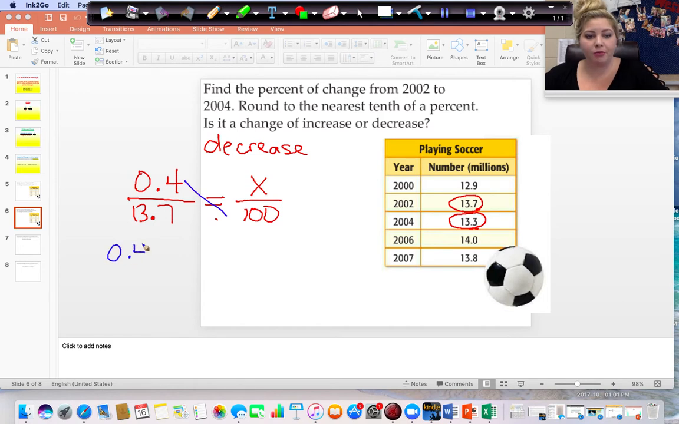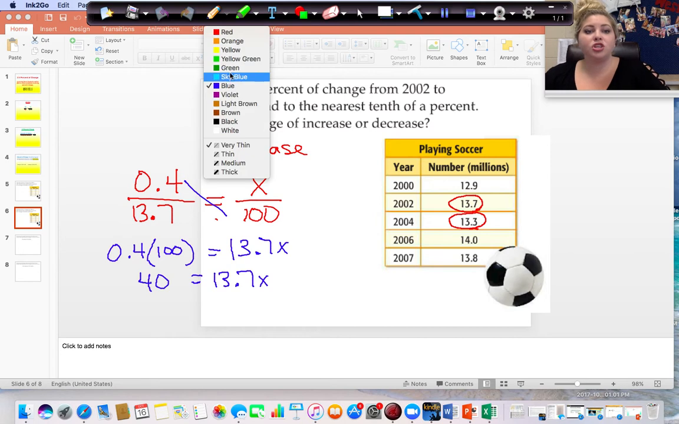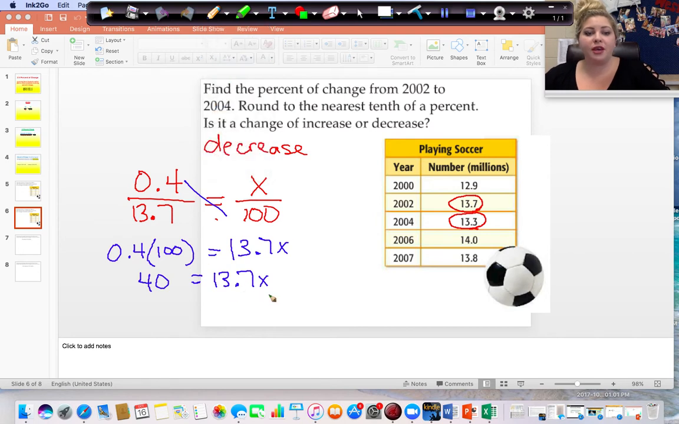I'll show you how we're multiplying here. 13.7 times x is 13.7x. 0.4 or 4/10 times 100 gives us 40. And 13.7 times x gives us 13.7x. To solve, we need to divide both sides by the same thing. So we're going to divide both sides here by 13.7. 13.7 divided by 13.7 gives us 1, and 1 times x is just x.